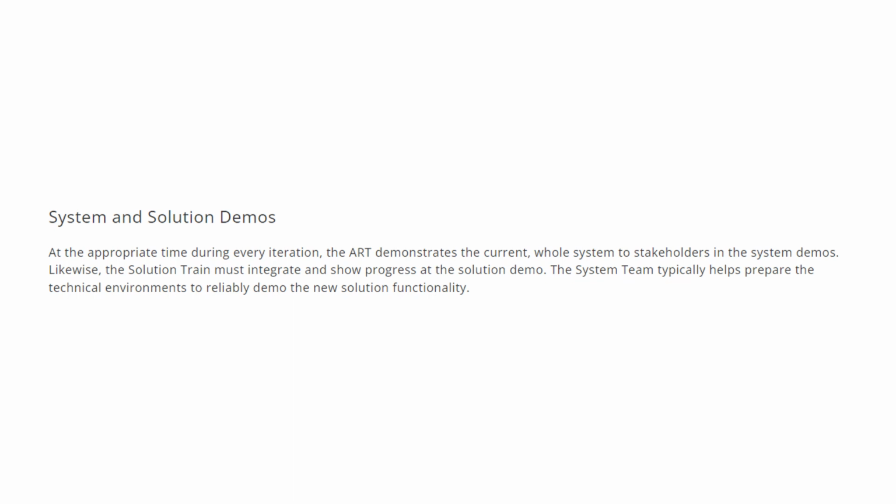The fourth aspect is the system and solution demos, right? At the appropriate time during every iteration, the ART demonstrates the current whole system to stakeholders in the system demos. Likewise, the solution train must integrate and show the progress at the solution demo, right? The system team typically helps prepare the technical environments to reliably demo the new solution and functionality, right? So that's where the need for a system team in the solution demos and PI demos arises.